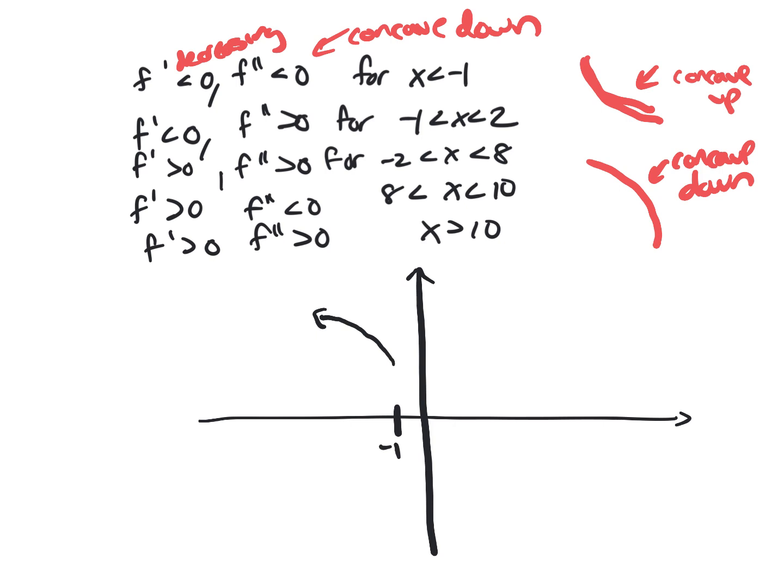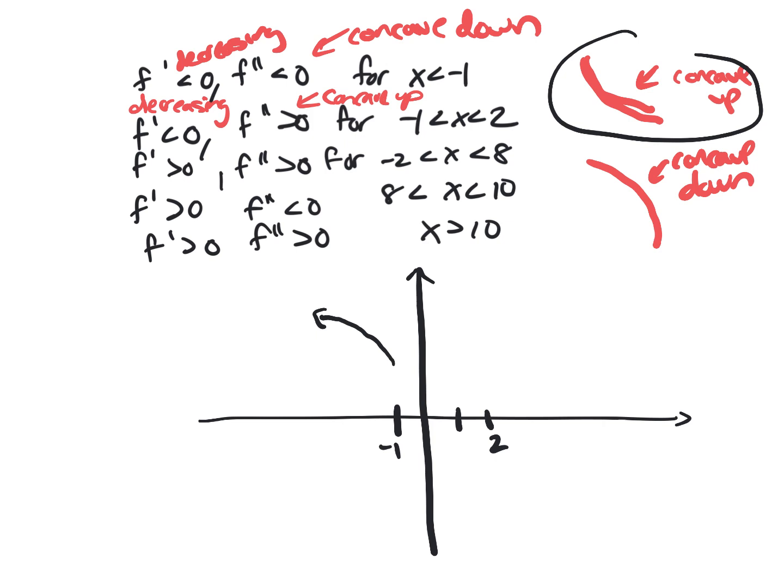And then it continues to decrease. So from -1 to 2, the graph continues to decrease, but it's changing concavity because the second derivative is now positive. So it's now concave up. Okay, so let's draw where 2 is. So here's 2. Again, it continues to decrease, but it's concave up. So it's going to look something like this until I get to 2.